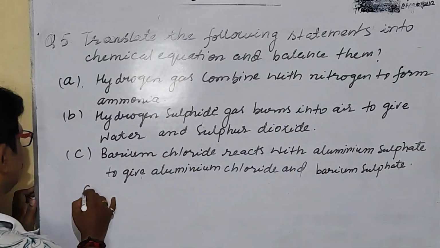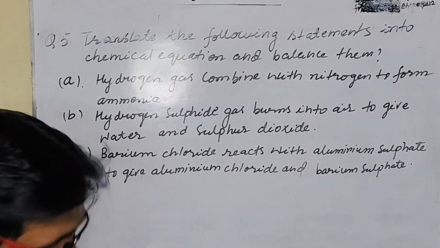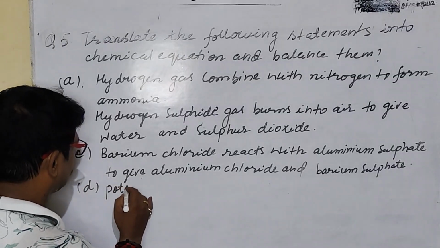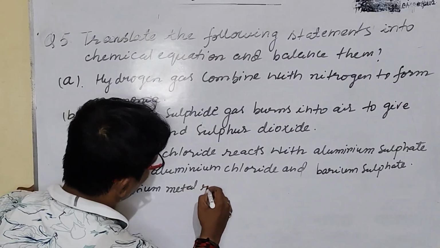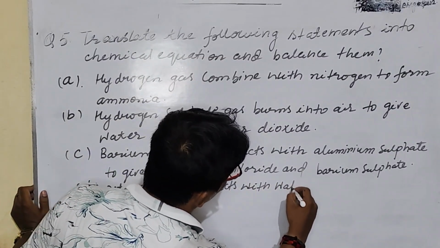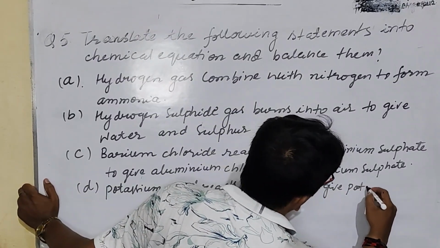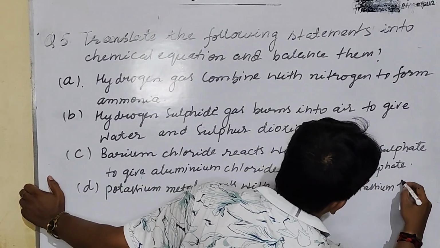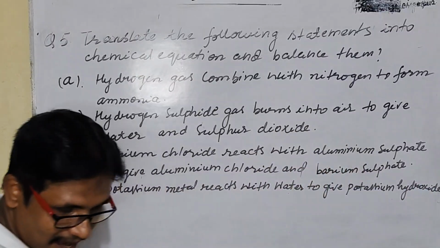The last one is D number, potassium metal reacts with water to give potassium hydroxide and hydrogen.